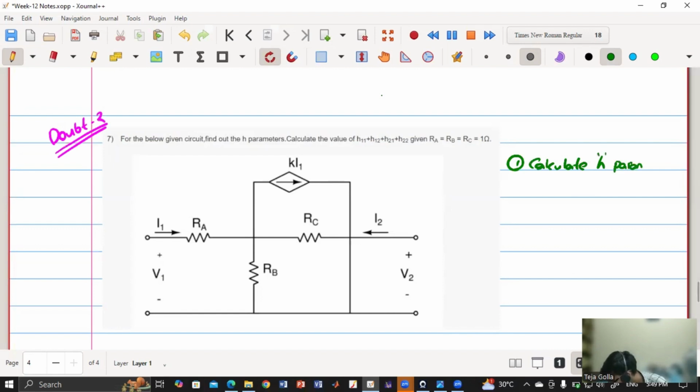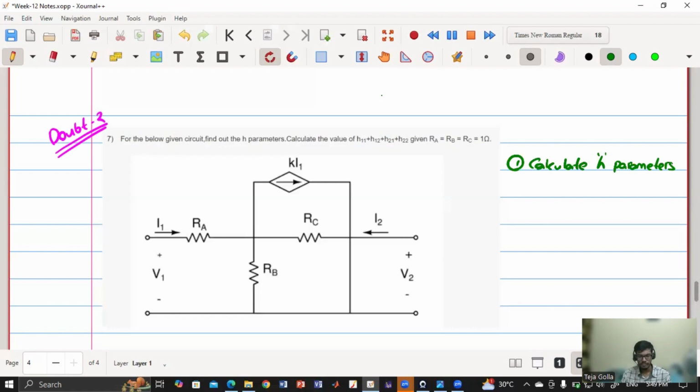Using that definition only, we have to short circuit or open circuit accordingly, and then calculate the corresponding voltages and currents, and then from there you have to calculate the H parameters. Yeah, I know that they are lengthy, but that is the only way. We have also solved this during the session, by solving all the parameters.